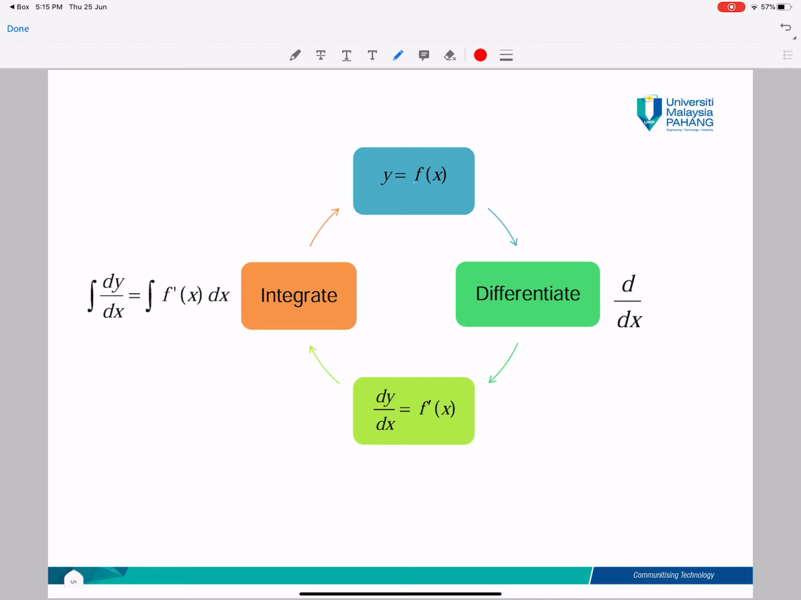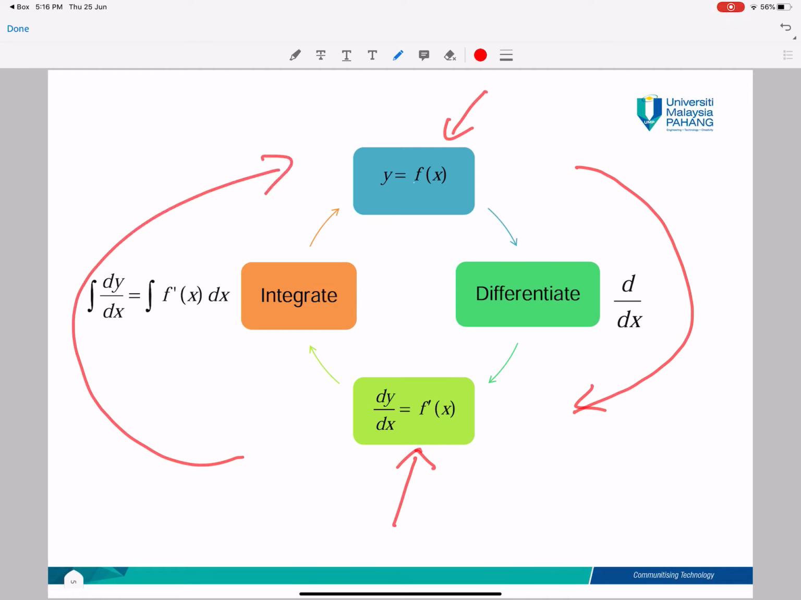So what you have done in chapter 2 and chapter 3, you are given y equals to f(x), and then you differentiate with respect to x, and the result is dy/dx or f'(x). But in this chapter, you are given dy/dx or f'(x), and you want to get the function f(x) or the y.